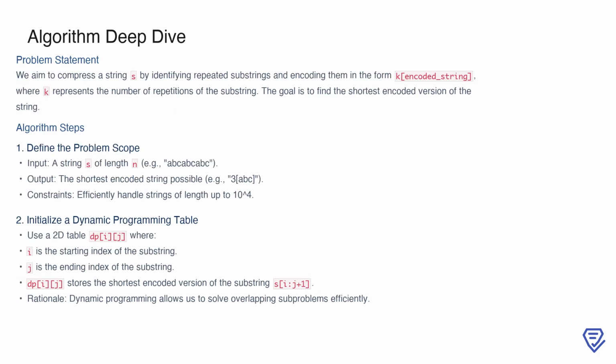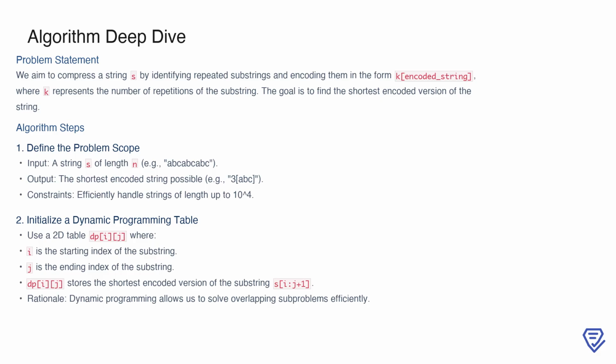To solve the problem of encoding a string with the shortest possible length, we rely on dynamic programming to systematically evaluate and store optimal solutions for substrings of various lengths. First, we initialize our variables. Let's define n as the length of the input string s. We create a dynamic programming table called dp, where dp[i][j] will represent the shortest encoded string for the substring s[i..j+1]. As a starting point, we initialize each dp[i][j] with the substring s[i..j+1] itself. This is because, in the worst-case scenario, the substring cannot be compressed further.